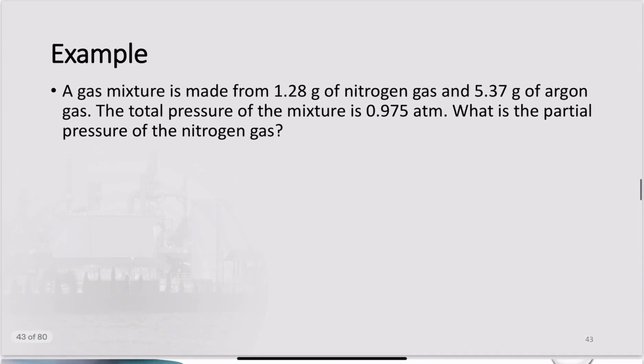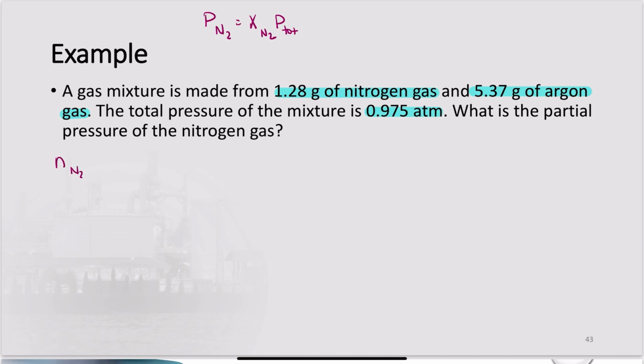And yes, this is the last one. Okay, a gas mixture is made from 1.28 grams of nitrogen gas and 5.37 grams of argon gas. The total pressure of the mixture is 0.975 atmospheres. What is the partial pressure of the nitrogen gas? So I've got 1.28 grams of nitrogen gas, 5.37 grams of argon gas, total pressure being 0.975, and I want partial pressure of nitrogen. I know the partial pressure of N2 is equal to the mole fraction of N2 times the total pressure of the system. So I just need to find the mole fraction of N2.